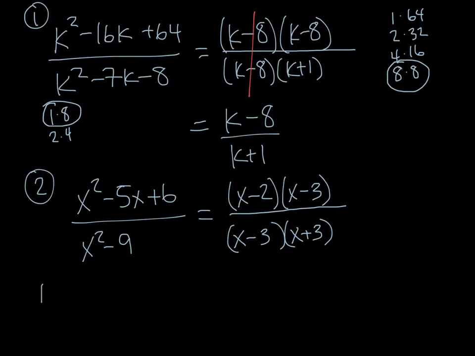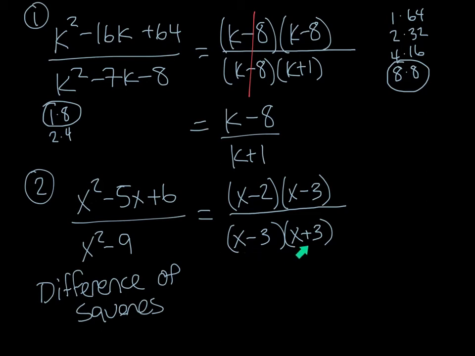Here, I'll even write it here. Difference of squares. It will always factor that same way. It's the square root of the first thing and the square root of the second thing, and what you need to do is just make one plus and one minus. So one minus, one plus. And that'll always work. So now I think we're ready to cancel some things out.